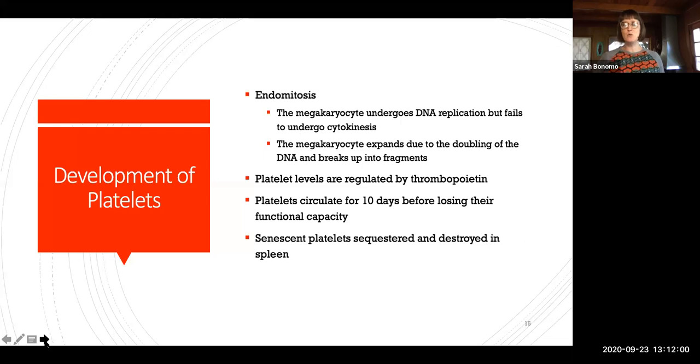Senescent platelets, which just means old platelets that have lived their lifespan, get sequestered again in the spleen. That just means they get collected and pulled together and then destroyed. And we move on and make more. So there's a constant turning over of cells.